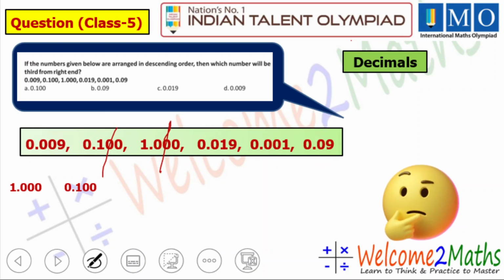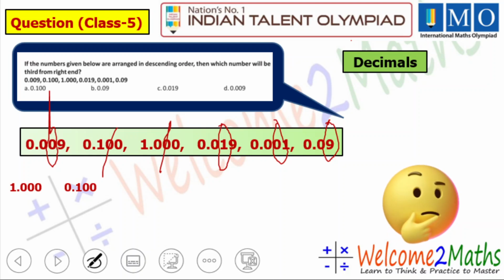So now we have only 5 numbers. Now what we have to do? Let's compare the next digits. The next place is the 100th place. So let's compare the digits. In the 100th place, here you can see it's 0. Now in this one, here is 1, and here is 0, and here is 9. You can see that 9 is greater than 1 and 0. So that means this number would come after 0.100. So let's write 0.09. Okay.